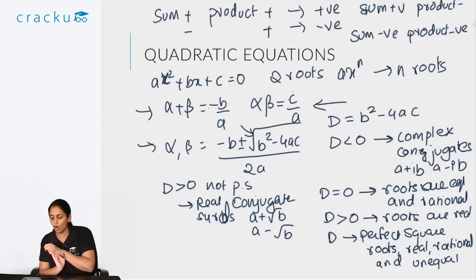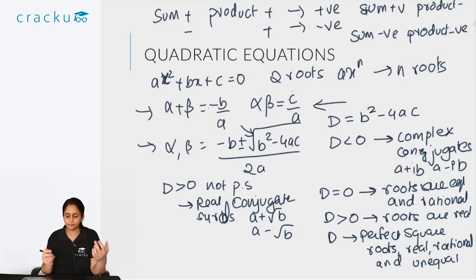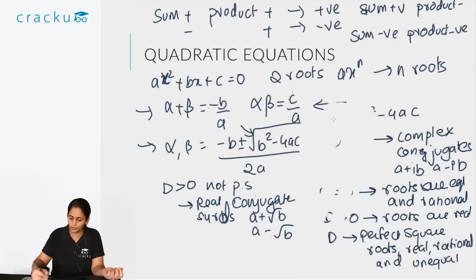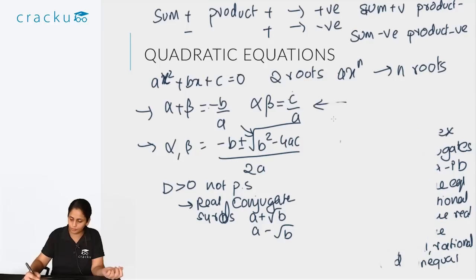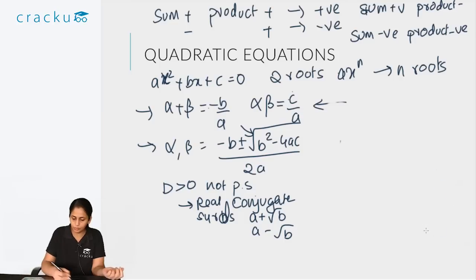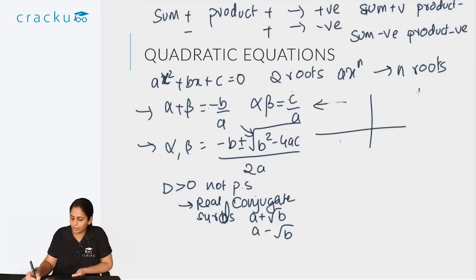Now a question that often comes is to find the min or max value of a given quadratic expression. How do you find that? Let me first describe how to graph a quadratic equation. I'll just remove this for some space. What is the graph of a quadratic? If you have ax square plus bx plus c, this is f of x.